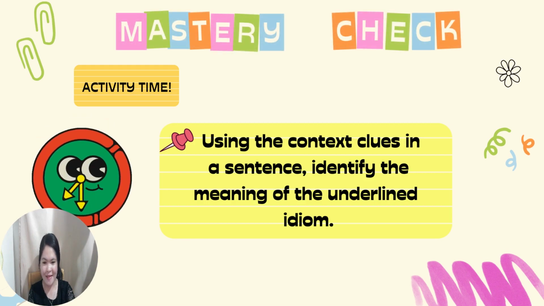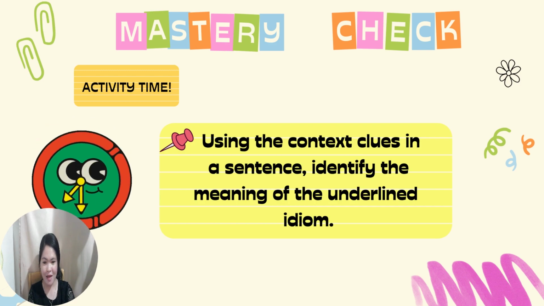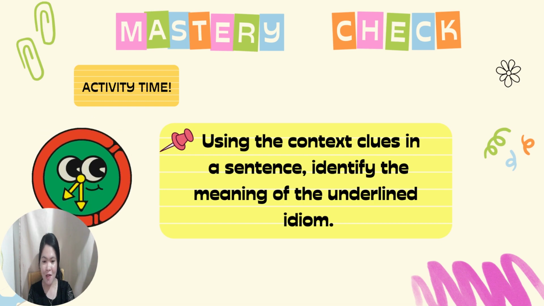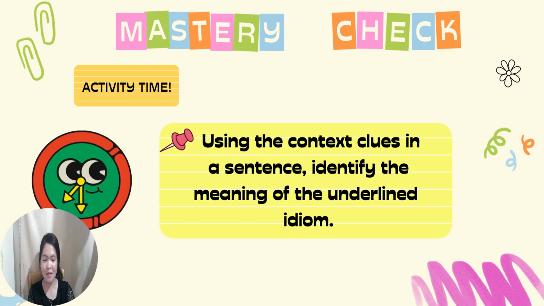And at this moment, it's time for activity. So it's a short activity to test your mastery of the lesson. So here is the instruction, and I want you to listen carefully. Using the context clues in a sentence, identify the meaning of the underlined idiom. This time we will be using Kahoot, and I will send the link in the comment section. I want you to read carefully the questions or the statements in each number and choose the correct answer from the choices provided. Thank you.